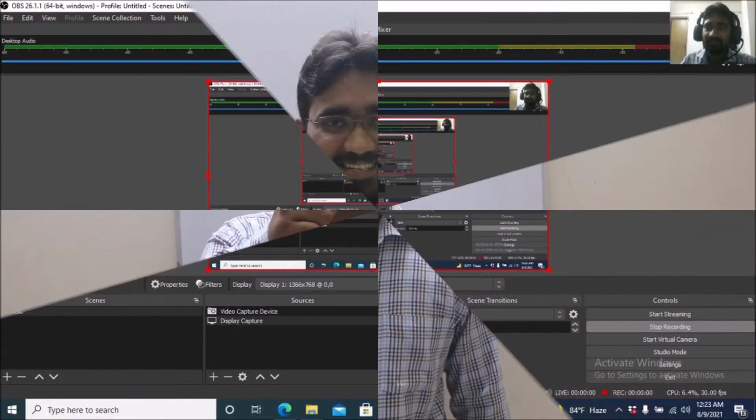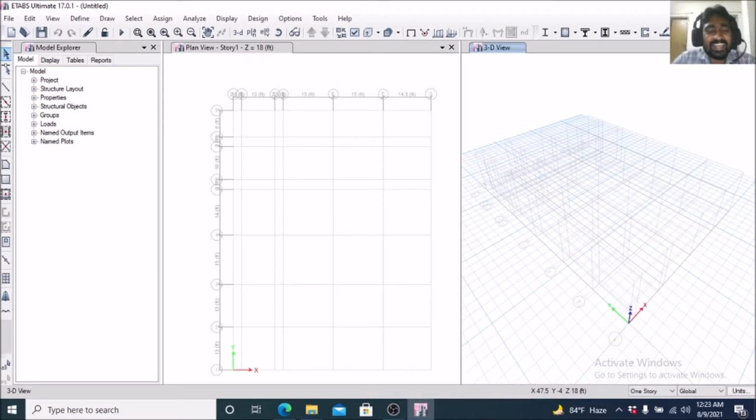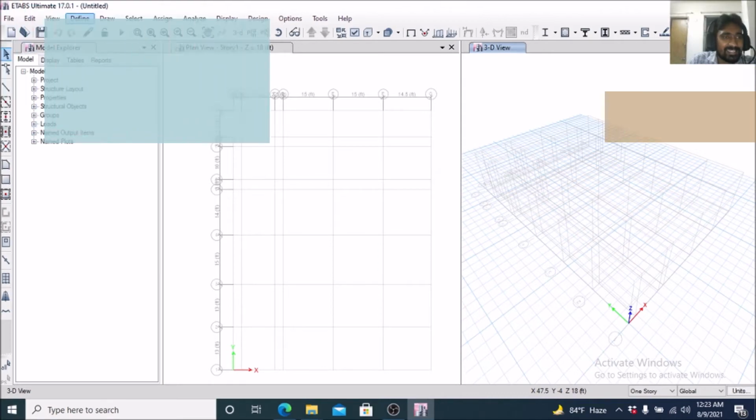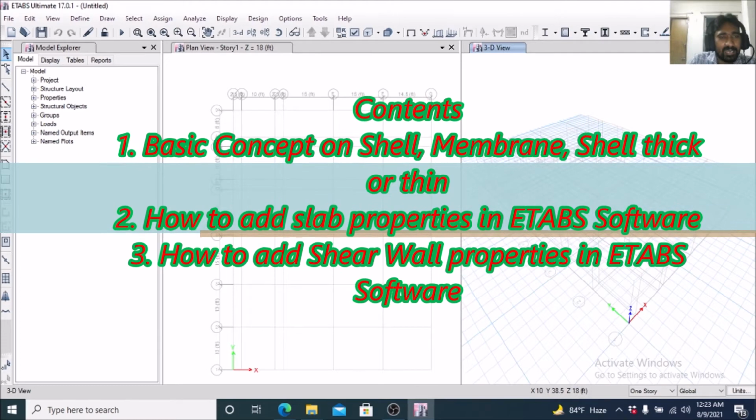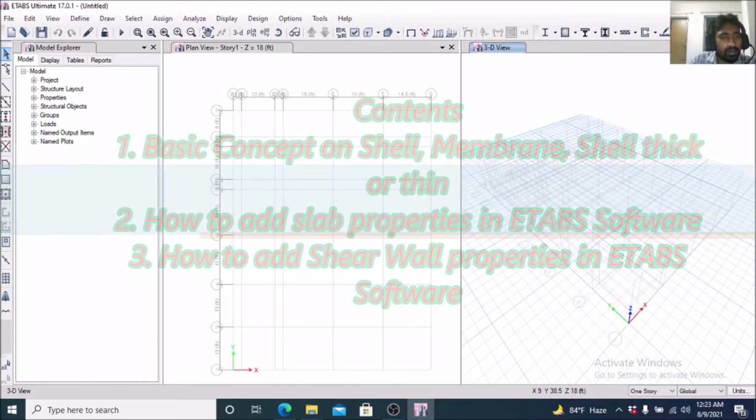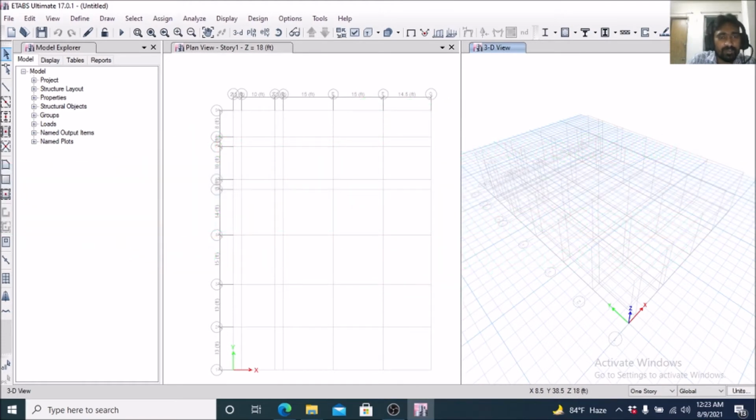So let's start. Welcome to my lecture again, and this is my fifth lecture for this course, where today I discuss how we can define slab properties and shear wall properties. All the data has already been put into ETABS software in my previous lecture. From that portion I want to start.